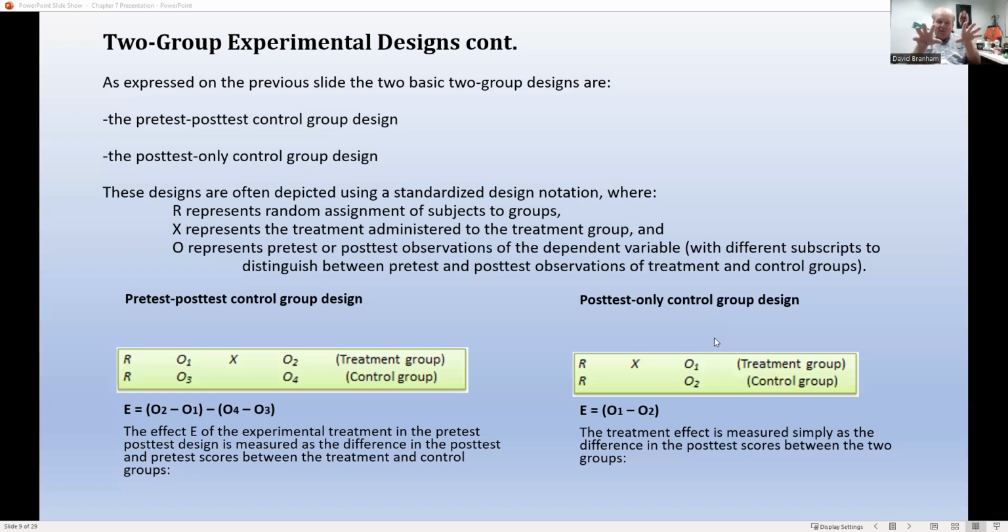So the effect E of the experimental treatment in the pre-test, post-test design is measured as the difference in the post-test and pre-test scores between the treatment group and the control group. So if the treatment group blood pressure went down 10 points, and the control group blood pressure went down 5 points, then you will find that the pill can be attributed with 5 points lower in blood pressure.